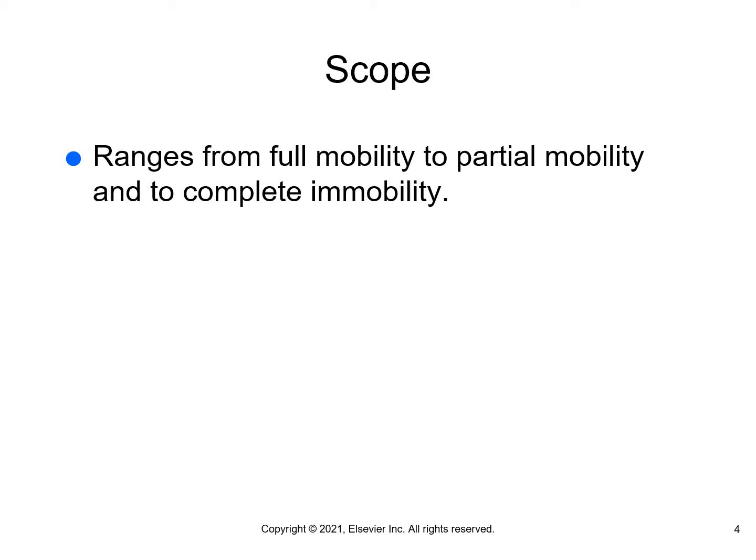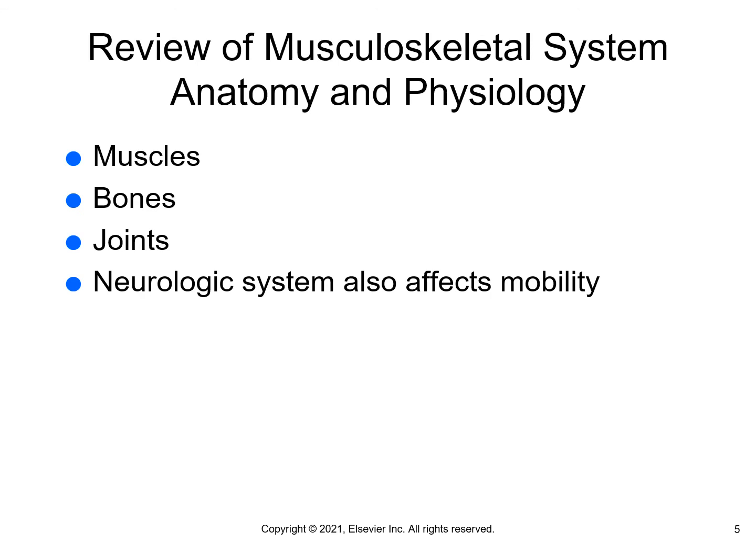So let's talk about the body parts and the systems that will enable or disable the ability of being fully mobile. We have to have a refresher on the musculoskeletal system, the anatomy and physiology of that.